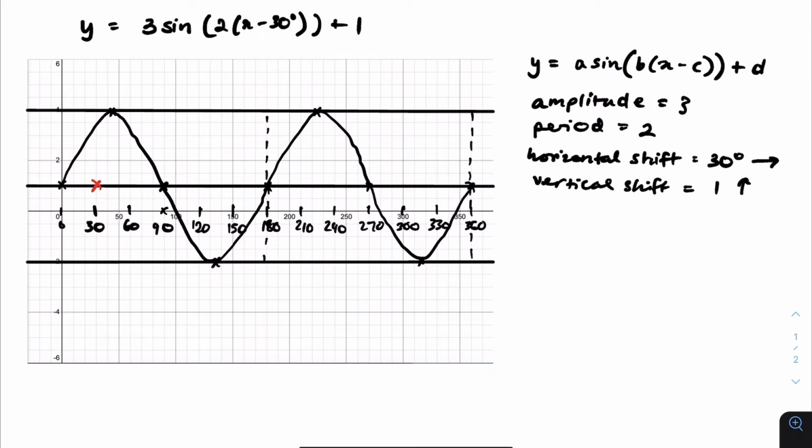Then our maximum, which is at 45 in this case, is actually at 75. Then 90 will move over by 30 to 120. Then 135 will move over by 30 to 165. And then 180 will move over 30 to 210. Then our 225 will move over by 30 to 255. That goes here. Then our 270 will move over by 30 to 300. And so on. You kind of get the idea.